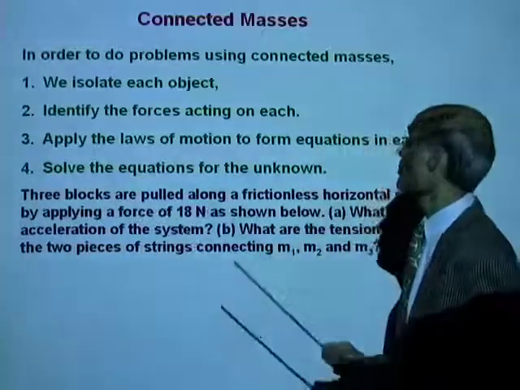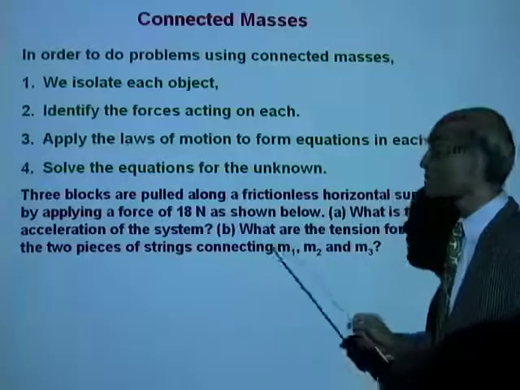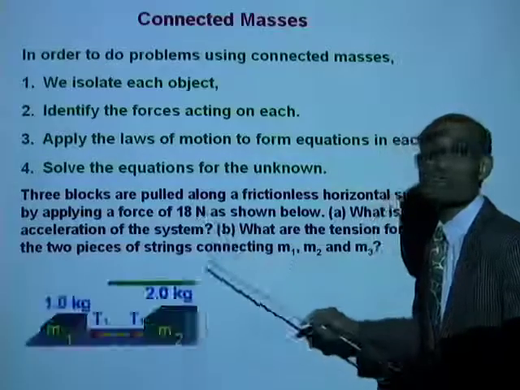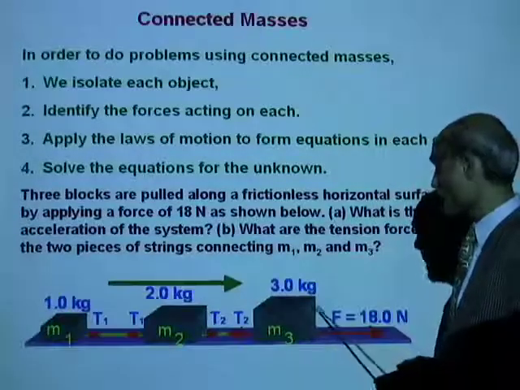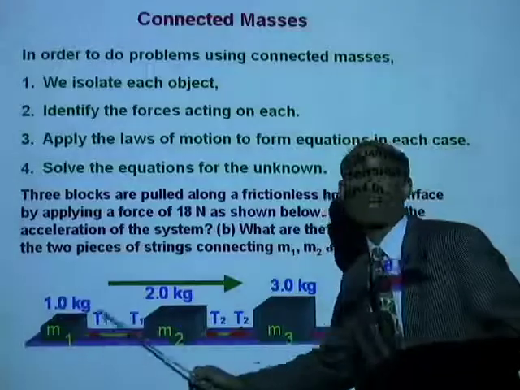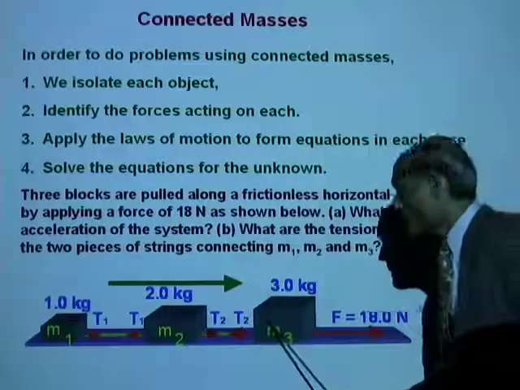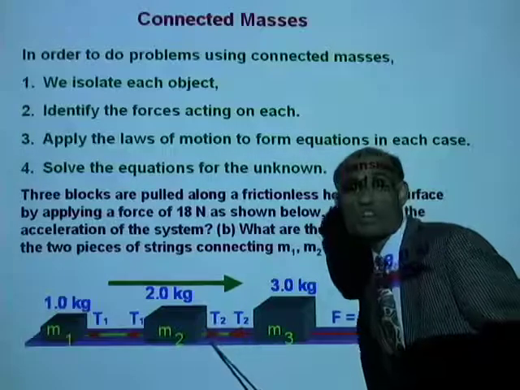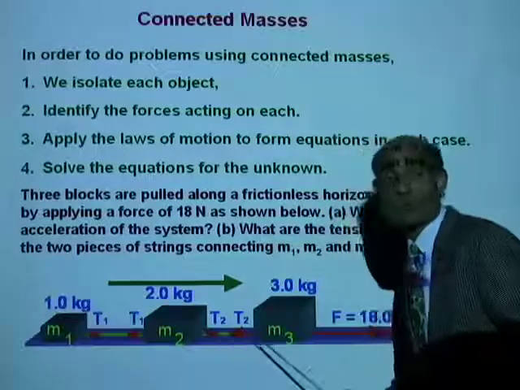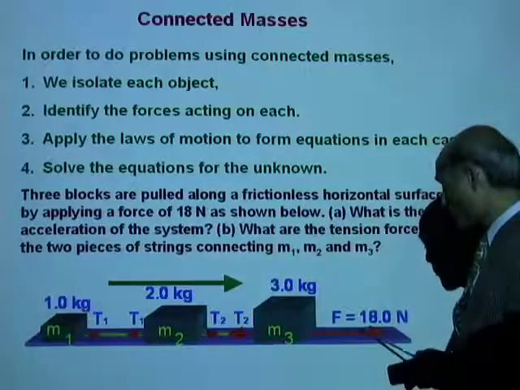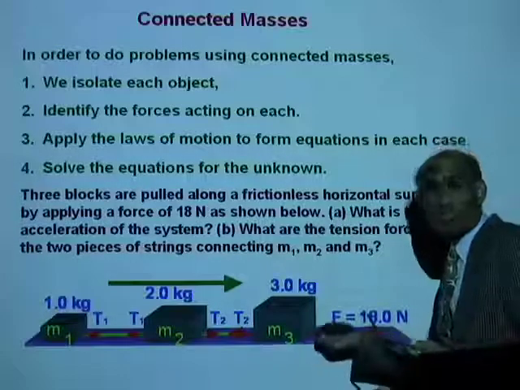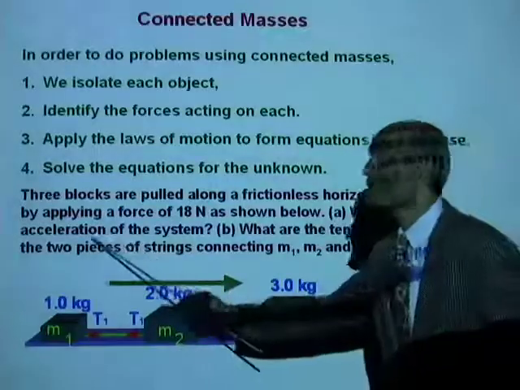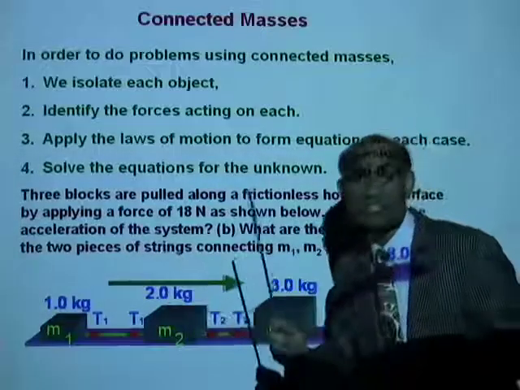3 blocks are pulled along a frictionless horizontal surface, applying a force of 18 Newton as shown here. Now there are 3 trolleys here. They are connected by means of, you can see that yellow that is there is the string. And the applied force of 18 Newton pulls the system forward. What do we need to find? What is the acceleration of the system?